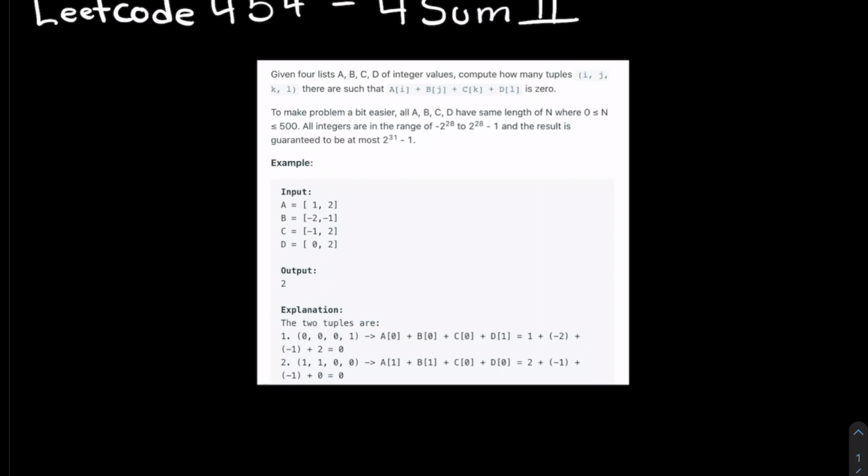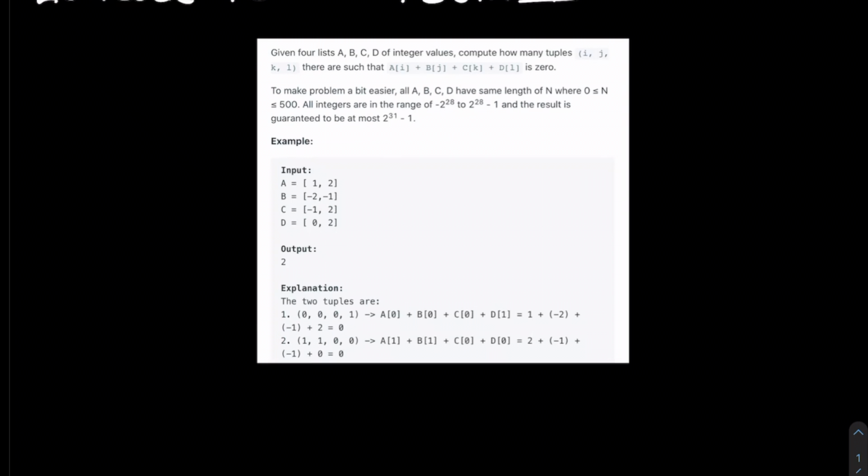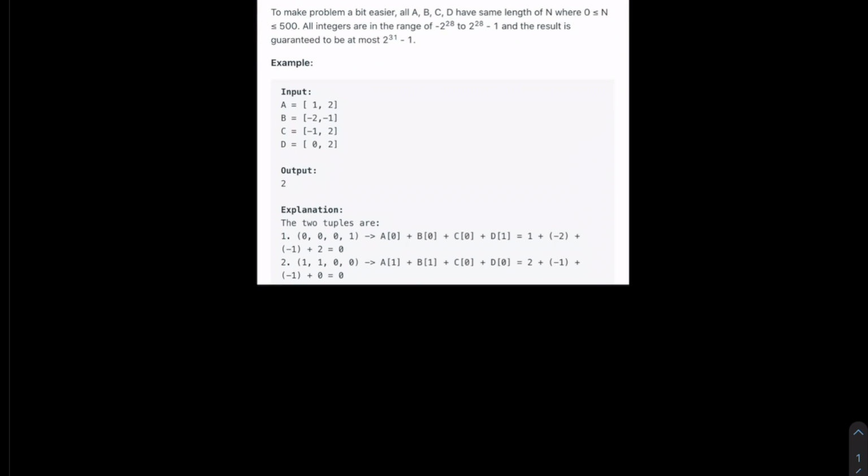So let's take a look at what the problem actually says. The problem says that you're given four lists, A, B, C, and D, of integer values, and you have to try to compute a tuple. Basically, that is an addition of a value from A, B, C, and D that is equal to 0. So you have to get a value from each one of those arrays that is equal to 0. They're making this easier on us by making sure that the length of each one of these arrays is going to be the same. The example that they go over here is basically grabbing values from A, B, C, and D, and I'll walk through that really quickly.